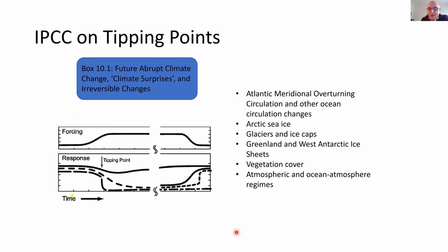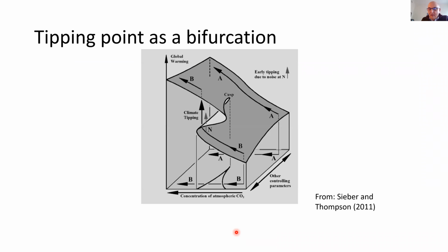But really, they don't have an awful lot to say about it, because it's very difficult within these big climate models to capture these effects. This is a picture taken from a paper about 10 years ago by Sieber and Thompson. But this is a typical picture about tipping points viewed in terms of bifurcations.